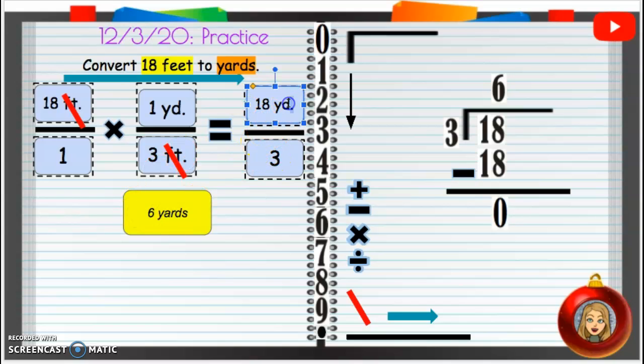And then keep that yards there. So 6 yards is our answer. And that's it for our practice.